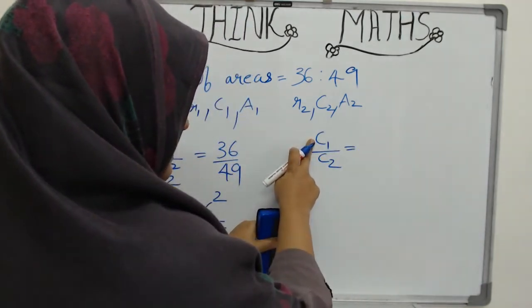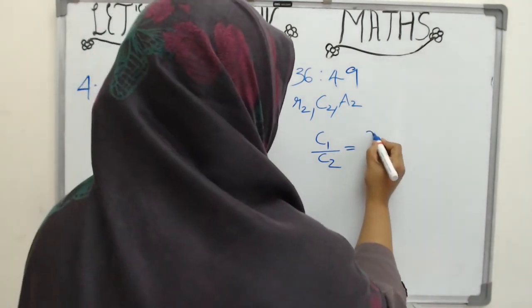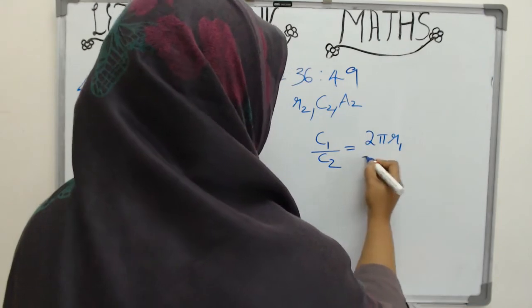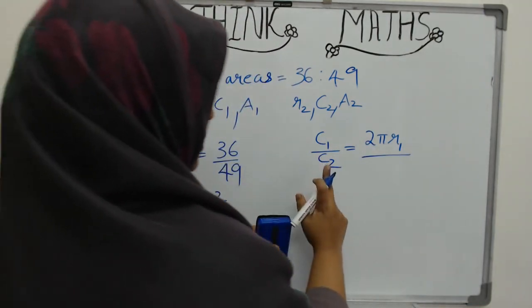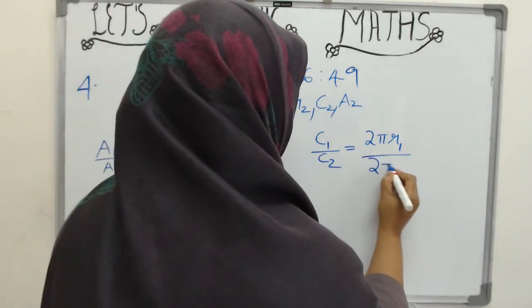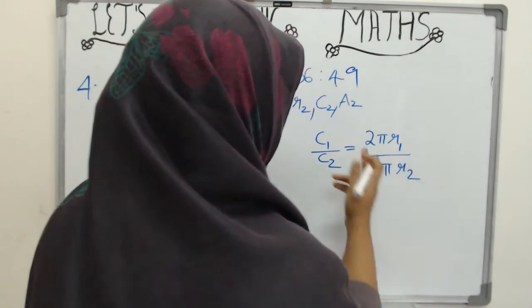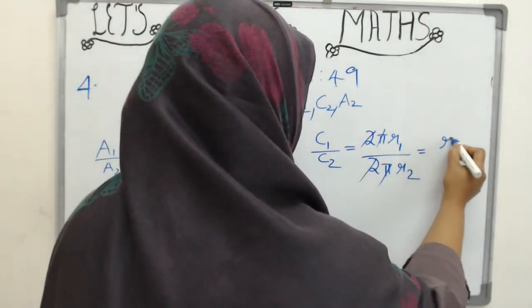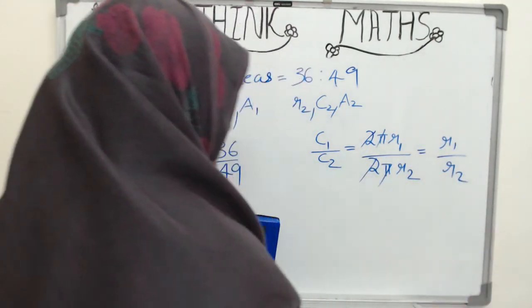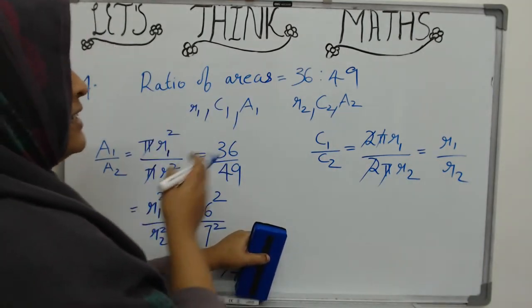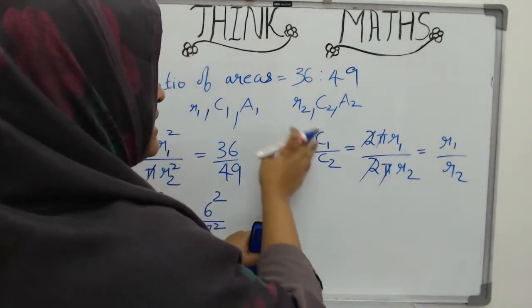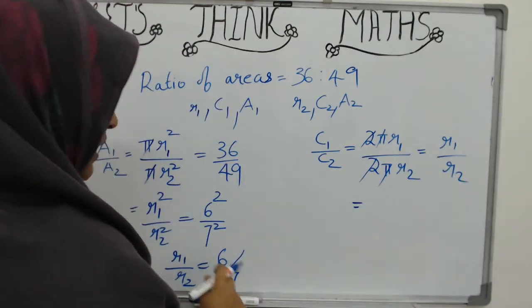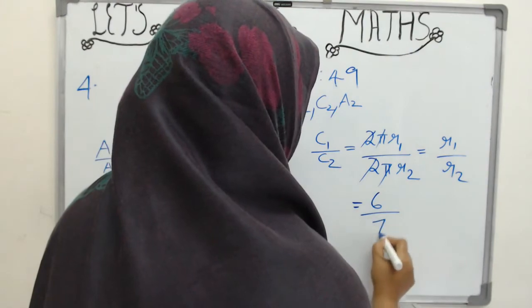Now, what will be C1? Do not write 2 pi r. It is 2 pi r1 because this is the radius we are talking about. And C2 is 2 pi r2. So, do you have anything common here? 2 is common, pi is common. So, this is just like the previous sum we did. The ratio of the radii is always equal to the ratio of the circumference. But what is R1 is to R2? We found it to be 6 is to 7.